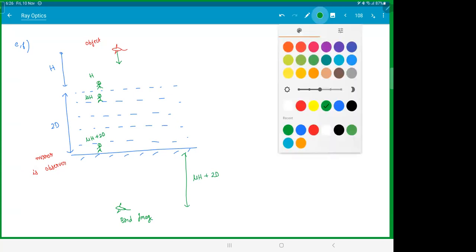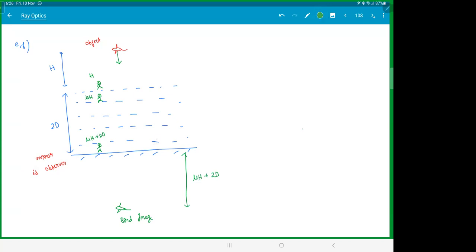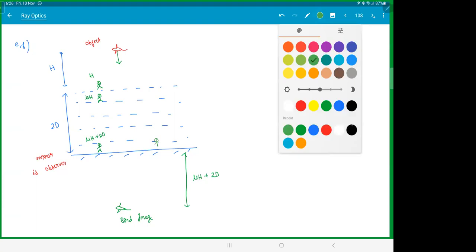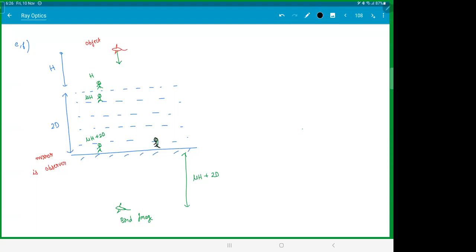Now if you ask this guy, the bird image is the object. This guy becomes the observer. Now the light ray is going up again. If you ask him where the bird image is, he will say... there's a much faster way to do it, but let's see the general method. The next one will make things clear. You'll get a faster answer though. We can treat the entire water like a slab and solve it, but let's see.